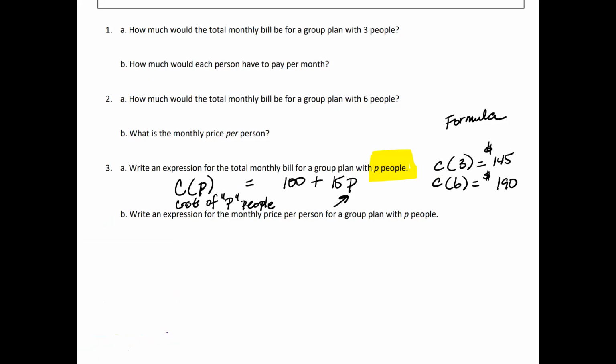So B says write a monthly price per person for a group of P people. So that's still C of P, but it's not the cost of, I should put M of P, okay? So this will be the monthly cost per person. So M of P, the monthly cost per person, is equal to (100 plus 15P) divided by P, because I have to divide by how many people there are in the group.